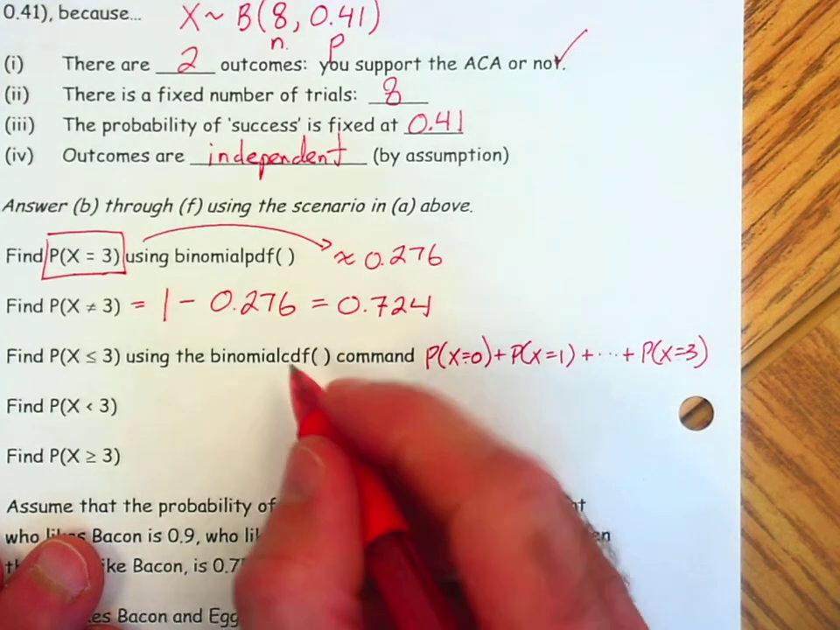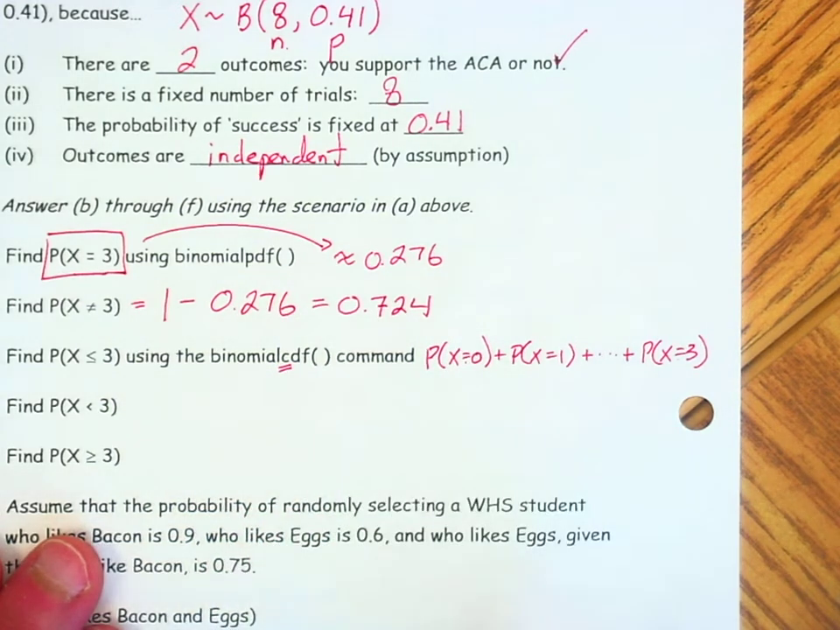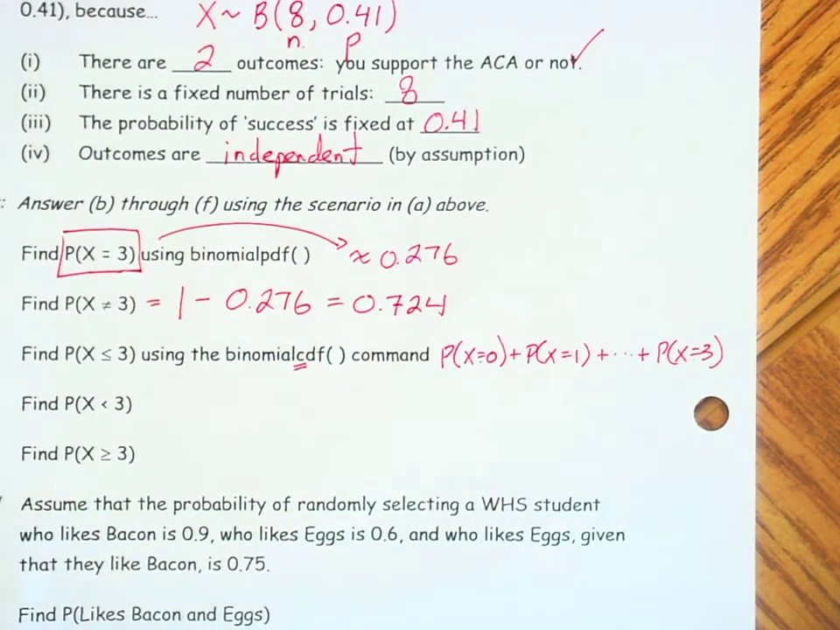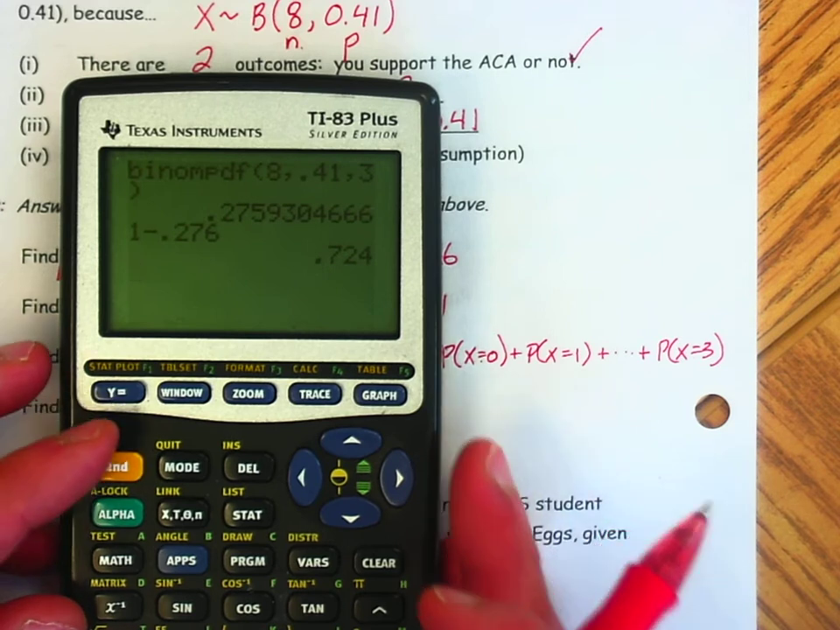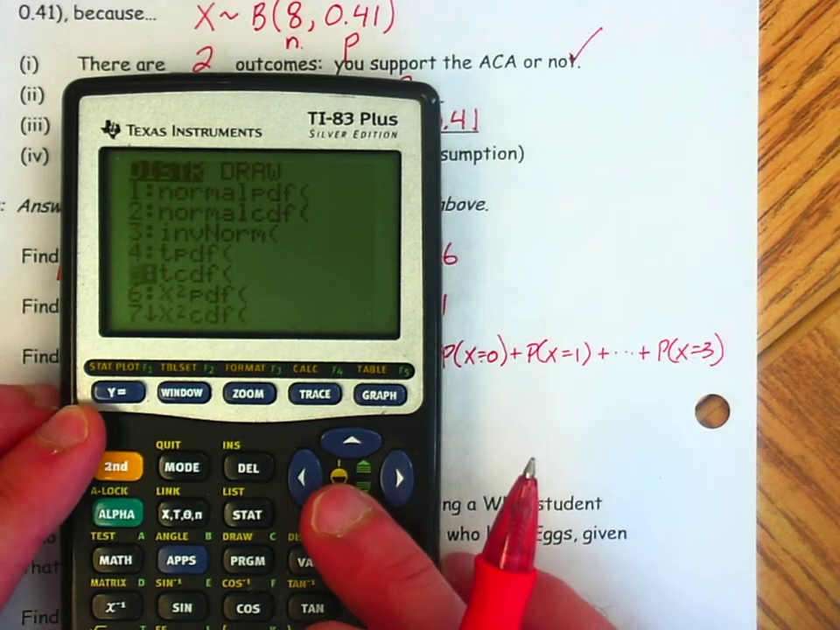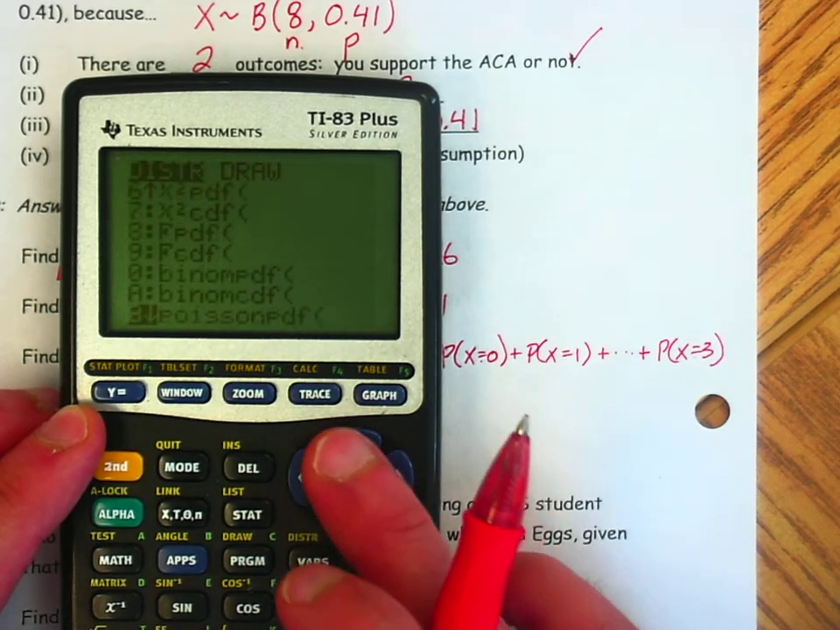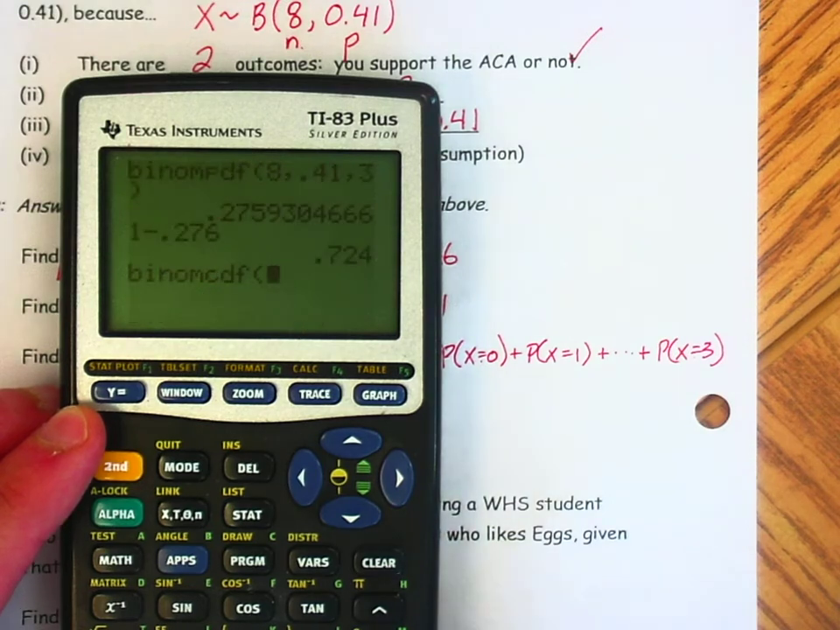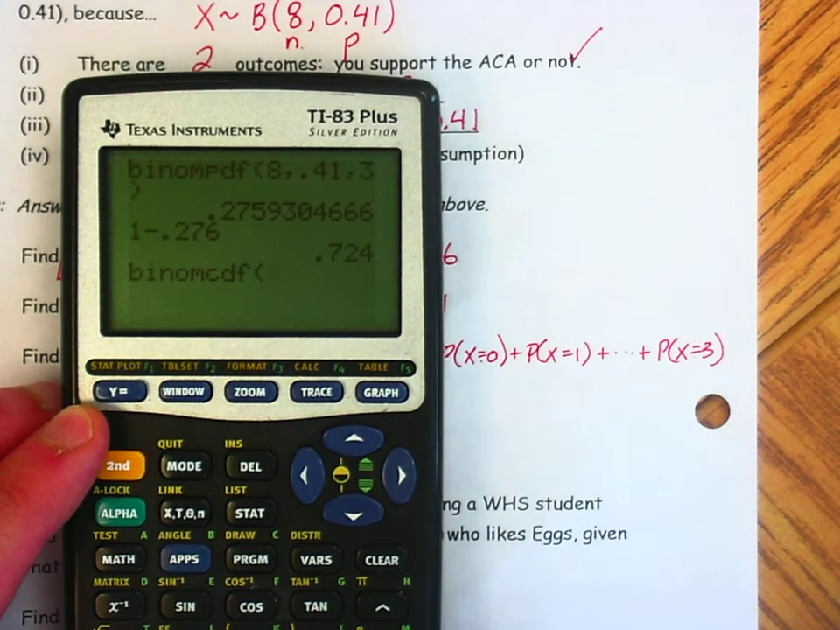Or you can use the binomial CDF command, C standing for cumulative. So the way the command works in your calculator, second variables, back down to binomial CDF. There it is. So it's pretty easy to work with. So the first thing, again, that you enter is the number of trials. That is 8. Then you enter the fixed success probability of 0.41. And then we are interested in the probability of x equals 0 all the way up to and including 3. So I will include the 3 as my upper boundary and press enter.